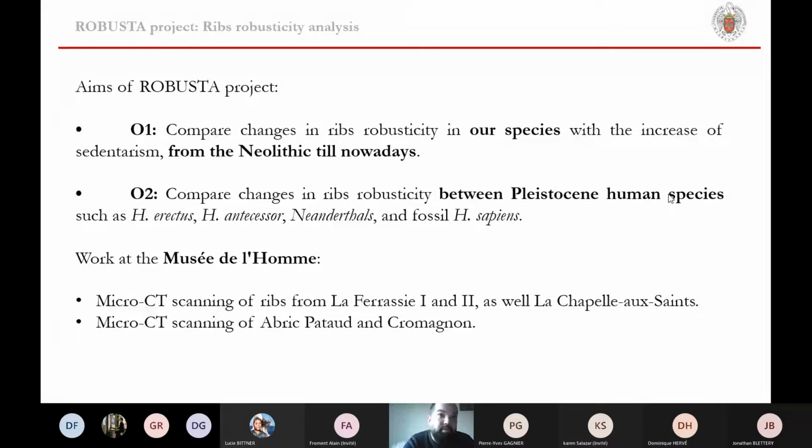So this is where my work at the Musée de l'Homme had an importance, because I worked there getting micro-CT images from the ribs of the Neanderthals from La Ferrassie 1 and 2, male and female, as well as La Chapelle-aux-Saints. And I also got micro-CT scans from Abri Pataud and Cro-Magnon, which are also important in order to study Upper Paleolithic humans compared to Upper Paleolithic Neanderthals, for example.